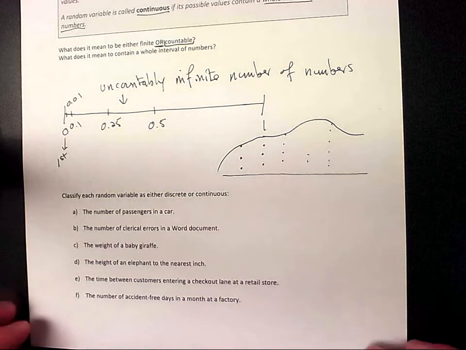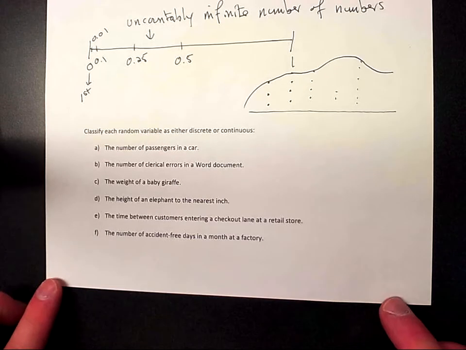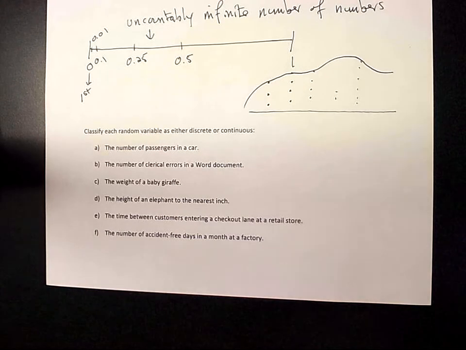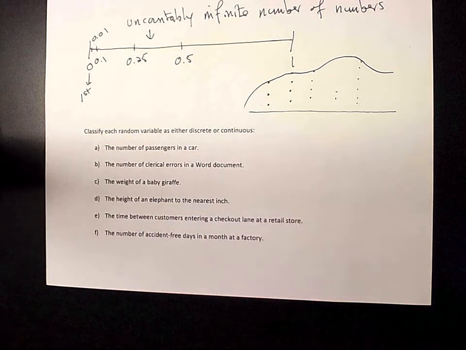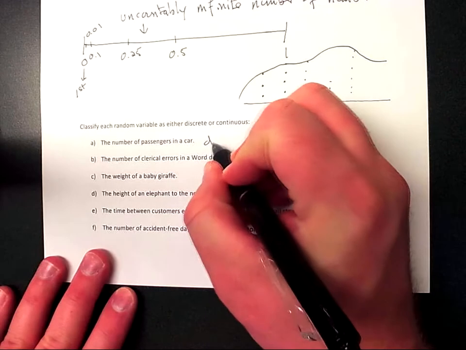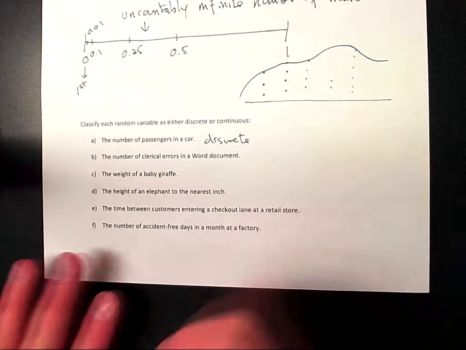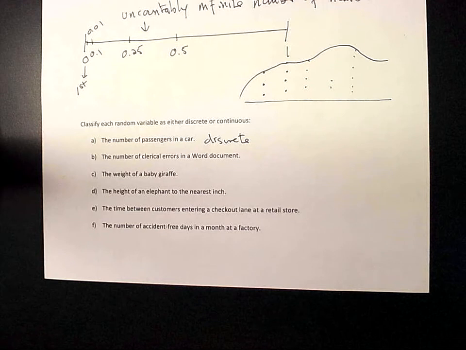All right. So let's try to see if we can identify continuous and discrete random variables. For each one of these, we're going to say whether it's discrete or continuous. Let's start off with A. The number of passengers in a car, discrete or continuous? Discrete. Why is it discrete? It's countable and it's finite, right? You can count how many people are in a car, and you also know that there's going to be a finite number in there.